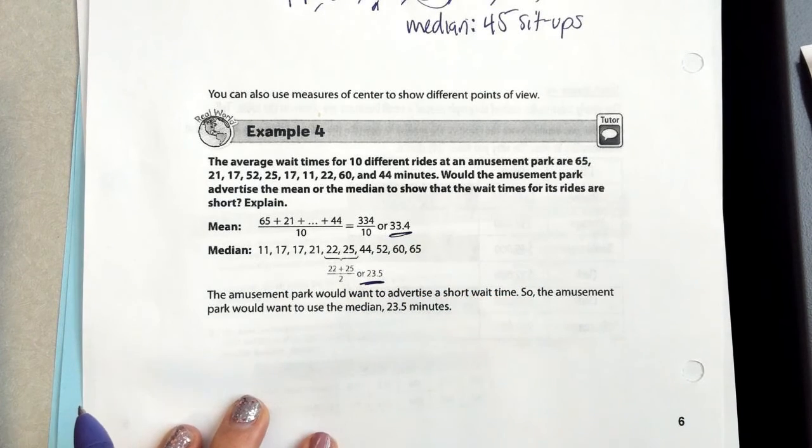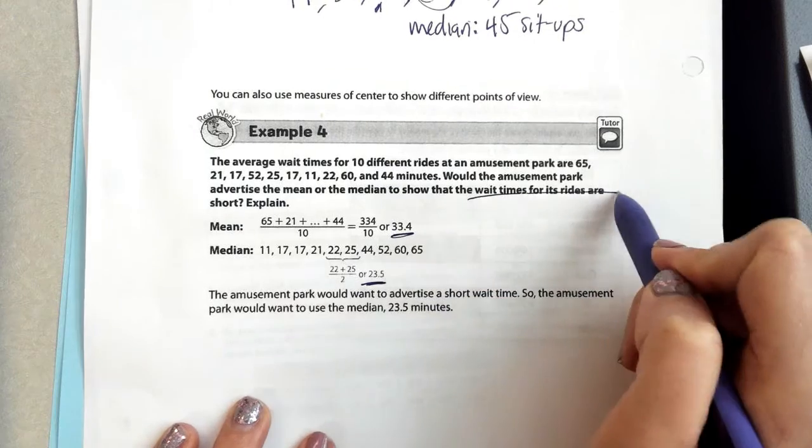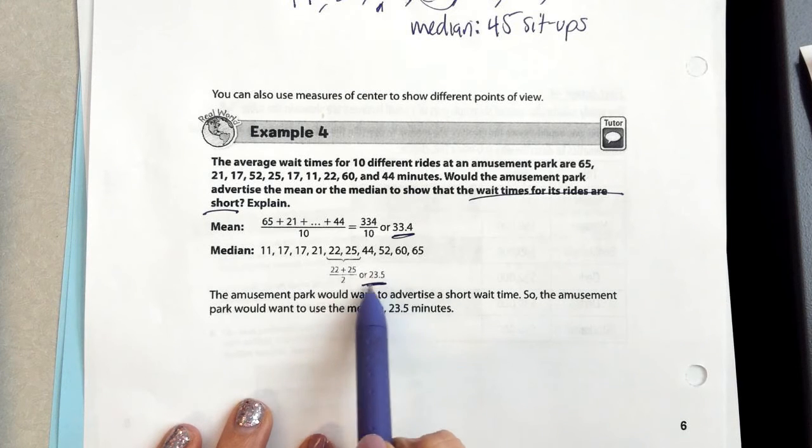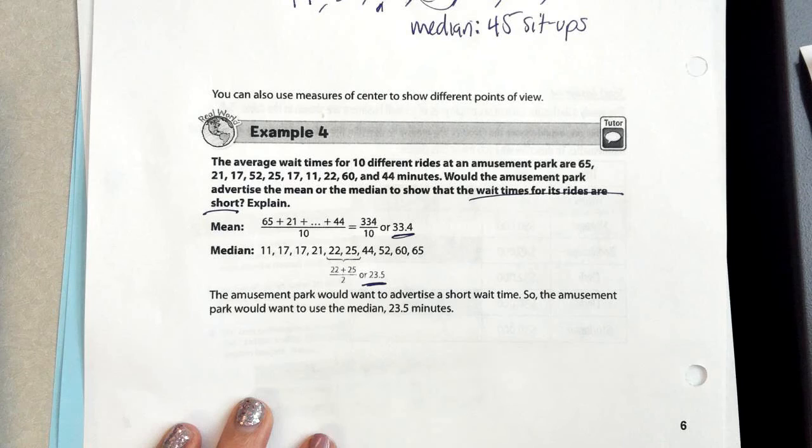And since they want to show that the wait times are short, that means we're hoping to show a smaller number. We want to show, oh, we don't have very long wait times. We want you to come to our park. So for this reason, they're going to use the median to try to convey that they have short wait times. Okay?